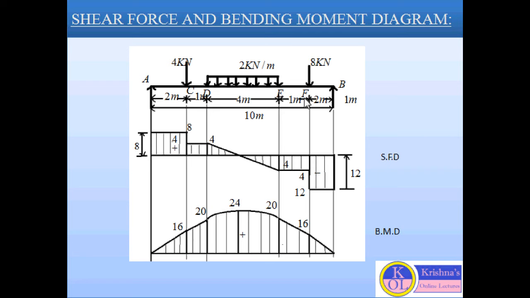Now from D to E, I told you that between D and E, the bending moment diagram is represented by a parabolic curve. So this is represented by a parabolic curve from D to E. See, the value of bending moment at point D and at point E is the same: 20 kilonewton meter at point D and 20 kilonewton meter at point E.